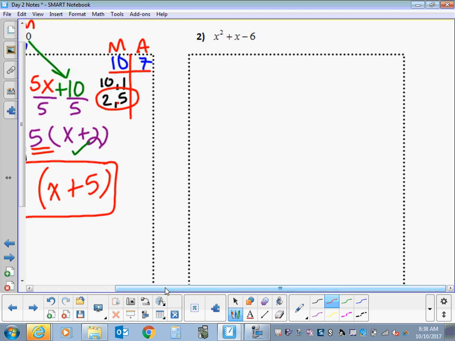All right, number 2. I have 3 terms. So I put an A over the middle, an M over the second one. I make a T-chart off to the side. A, M, and A. Normally I'm going to swing whatever is in front of this x squared, but I know it's just going to be a 1, right? So it's 1 times negative 6. Negative 6. That's what's being multiplied.